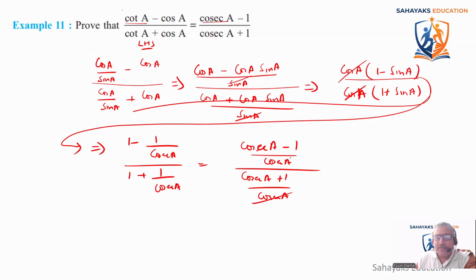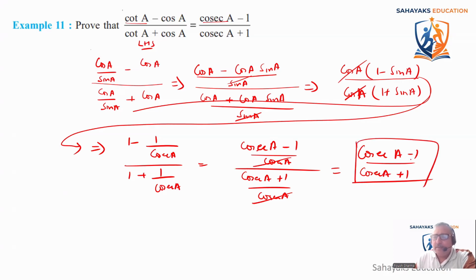Now again, cosec A will get cancelled out. It becomes cosec A minus 1 divided by cosec A plus 1. This is equal to the right hand side. So hence we were able to prove it. So LHS is equal to RHS.